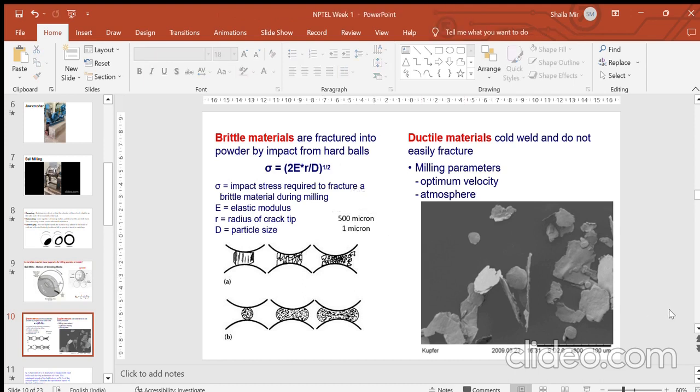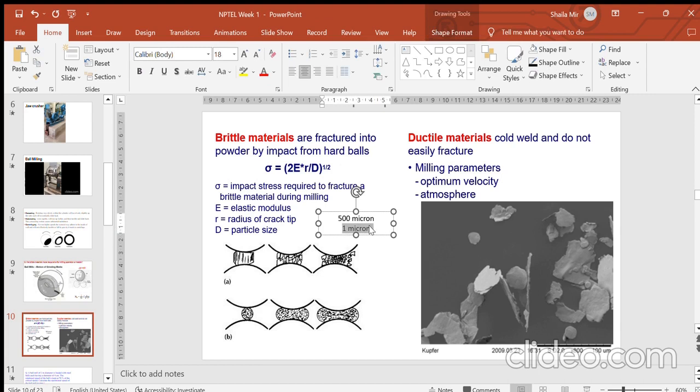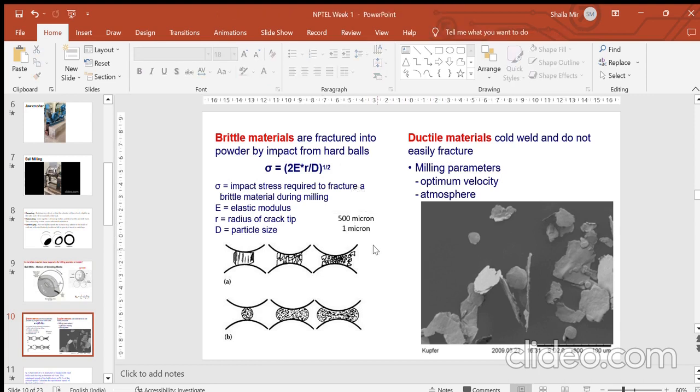Yes, Varun. Yeah, the finer particles require higher impact stress. Yes, the higher impact stress. Now you can relate it to the surface energy problem that you did. If you have a smaller particle size, it has higher surface energies. Higher surface energies will result in higher impact stresses.